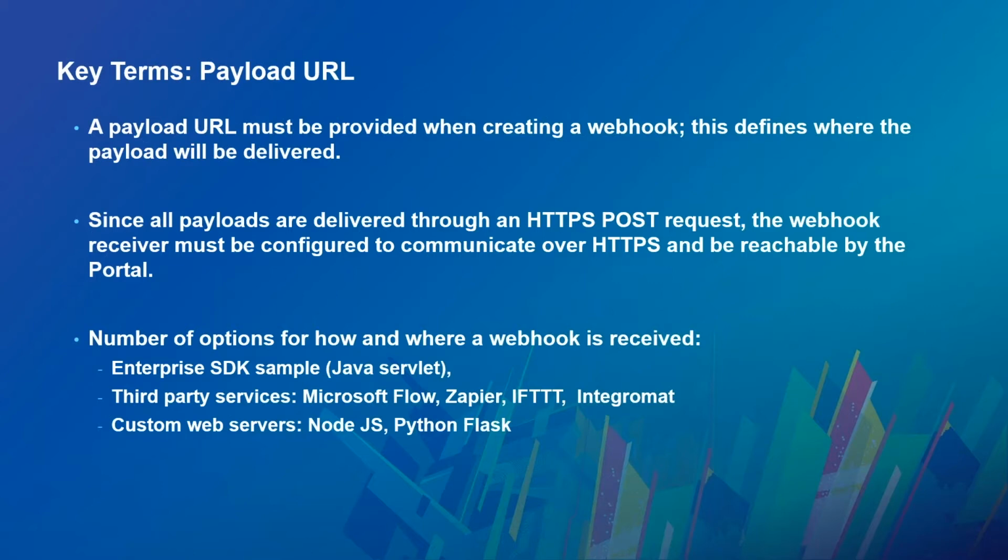And so there are a number of options for how and where a webhook is received. You can build your own Java servlet, which we'll see in the demo. You can use third-party services such as Microsoft Flow, Zapier, IFTTT, Integromat. And so if you've used webhooks in Survey123 already, you might be familiar with some of these services already. Or you can build your own custom web server using something like Node.js or Python Flask. If you were at our Dev Summit, you might have seen the plenary where they use AWS Lambda and API Gateway to receive their payloads as well.